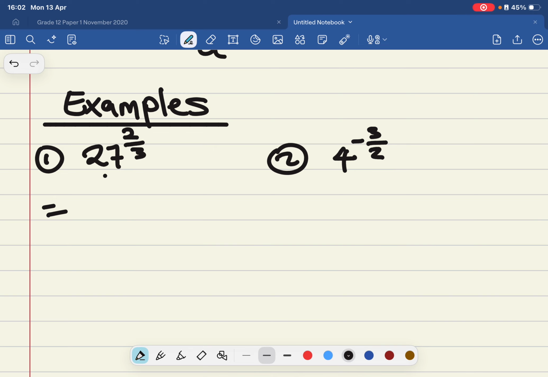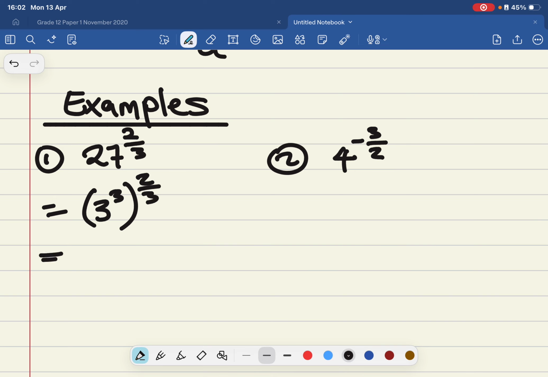Every time you are dealing with exponents, always try to change your base to be a prime number. Rewrite all your bases into prime bases, and then you can apply the laws of exponents. So in this case, we have 27. We know that we can change 27 to 3 to the power of 3. We still have 2 over 3.